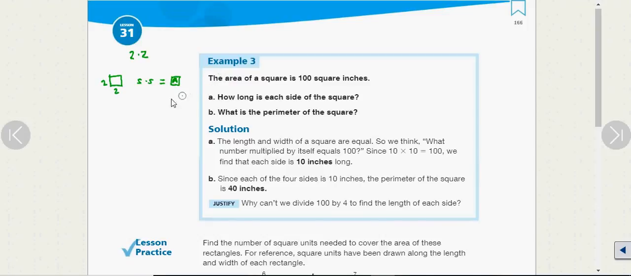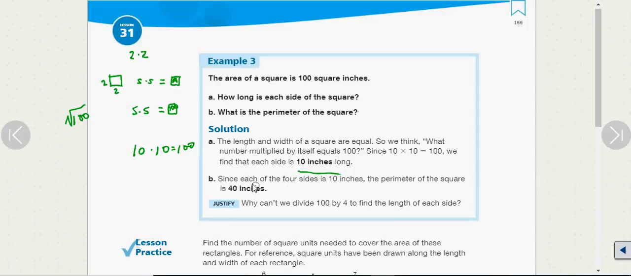We can apply this backwards then. If the area is 100, then what is each side? We know they have to be equal. What times itself will be 100? What's the square root of 100? 10 times itself is 100. So one side is 10 inches long.